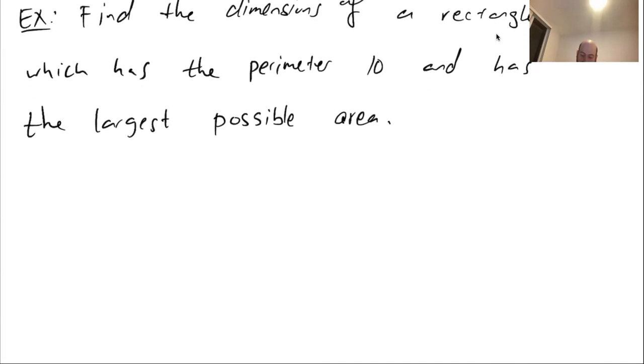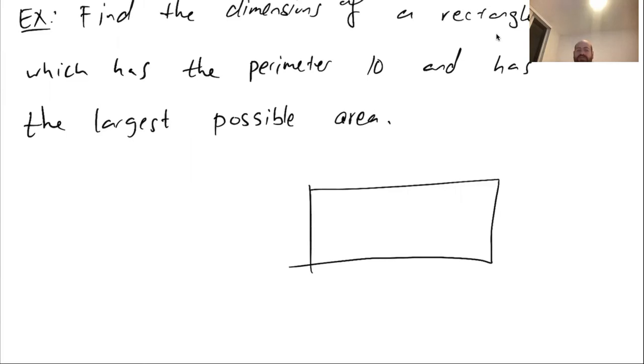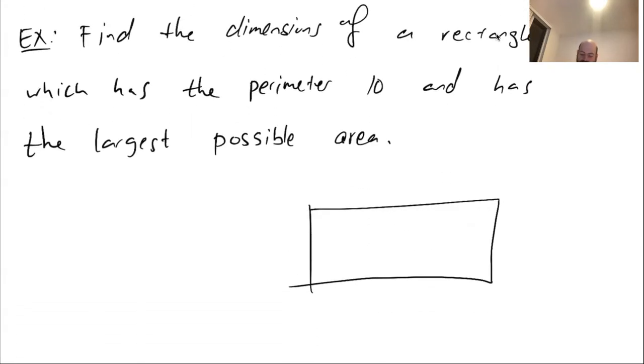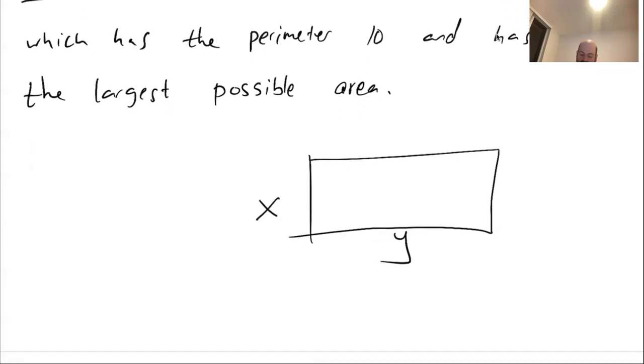So in this type of problem, optimization problems, we said you have to first assign some letters to the quantities in the question. So here we want to find the dimensions of the rectangle. So there are two quantities. We want to find length and width. So let's say we call them X and Y, the width and length of the rectangle.